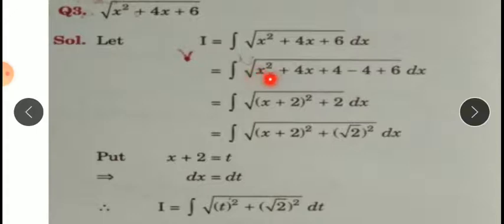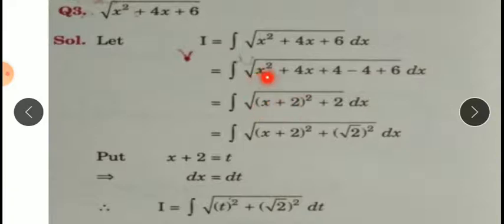Integration x square plus, see here is 4x. 4x can be written as 2 into x into 2. Now add plus 4 and minus 4, plus 6 is plus 6. Why are we adding plus 4 and minus 4? To change into this form, that is a plus b whole square.